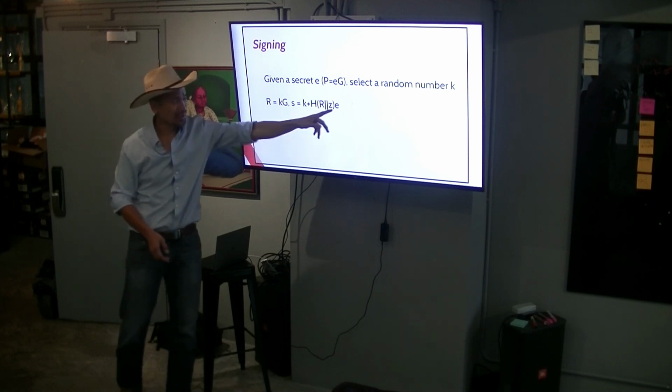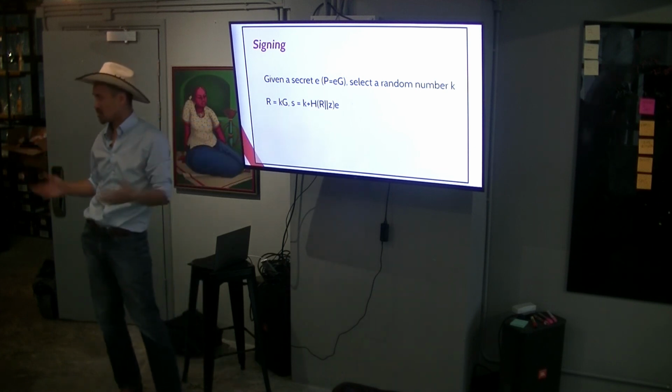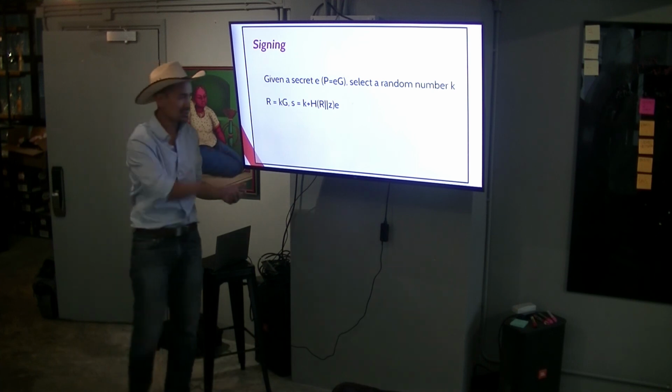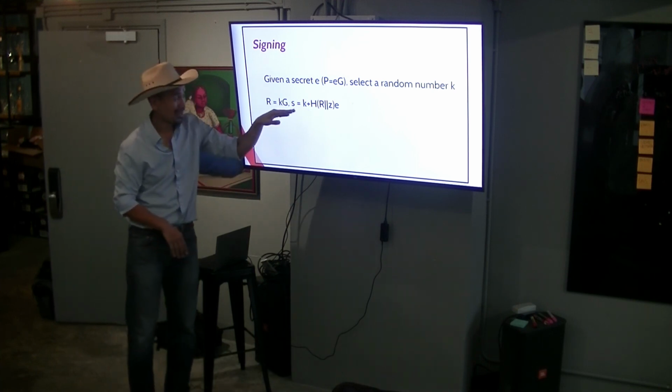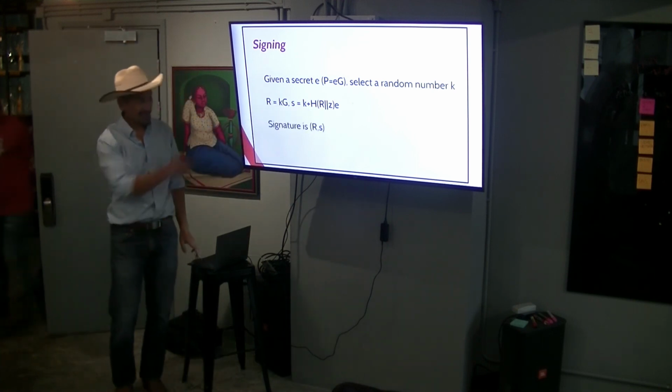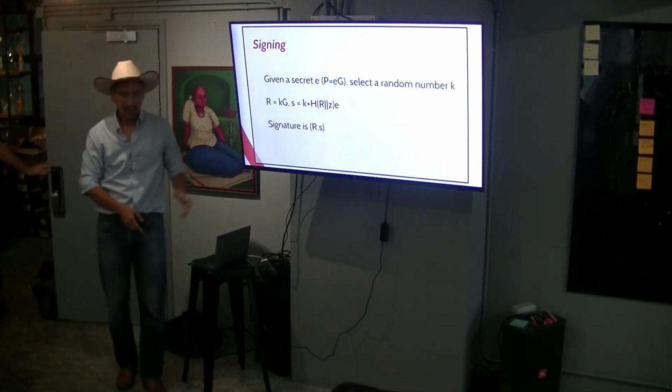Again, you have to interpret this as a number. So hash usually gives you 256 bits. You have to consistently do it. But you get this S. And that's your signature, R and S.